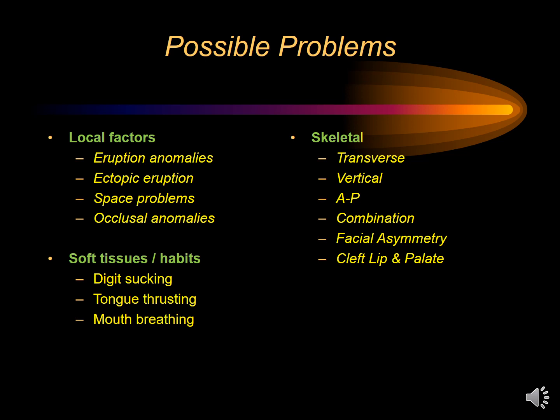Okay, now what are the possible problems that can happen in a developing dentition? There are many factors, but some of the common problems that can arise can be grouped under three big groups. One is local factors, we have soft tissue or abnormal habits, and we have skeletal factors. Okay, let's have a look at each of them.